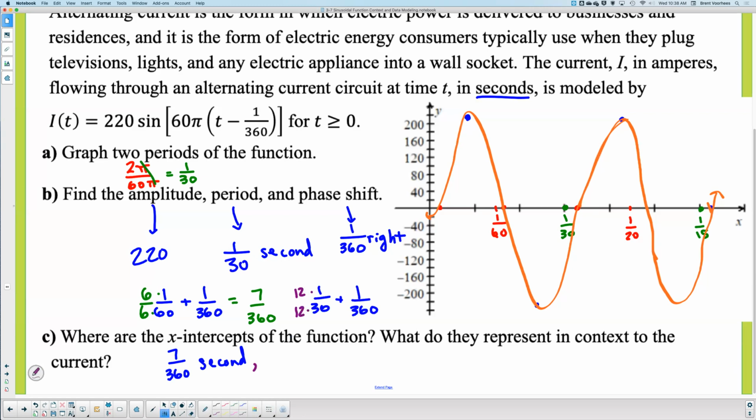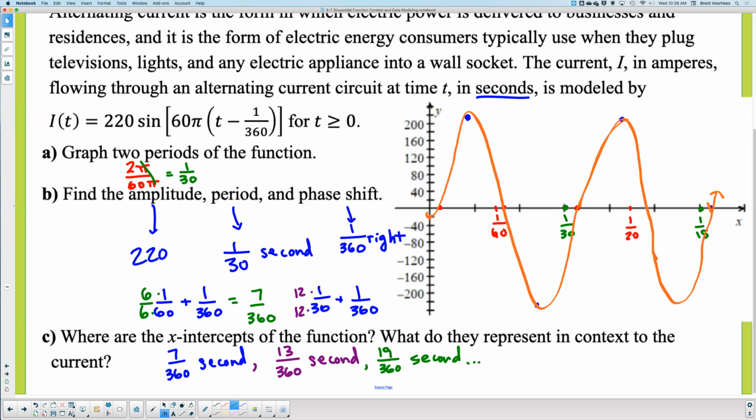So this time, the second 0 would be, what are you going to get there? 13/360 of a second. And now you can see the pattern because it's a period and it's a pattern. What is my numerator increasing by each time? 6. So the next one would be 19/360 of a second and so on.